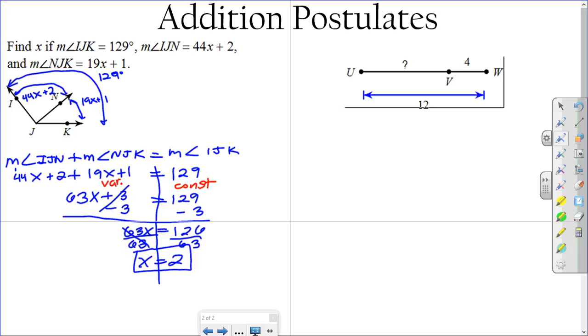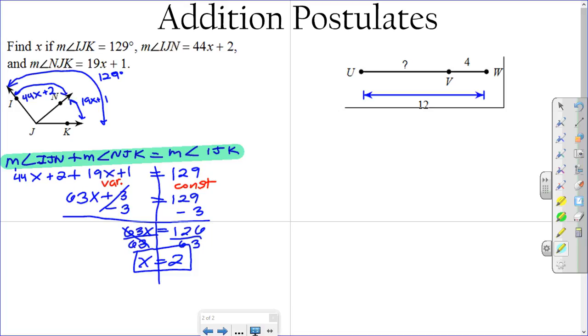Okay. So the angle addition postulate, all it is, is if you add the little angles, they will be equal to the biggest of them all, or put them together. Okay, that's it. Once you plug it in, it becomes a solving equation problem.